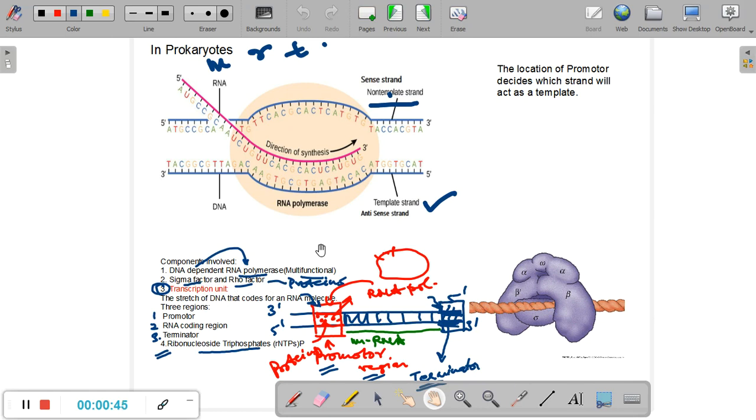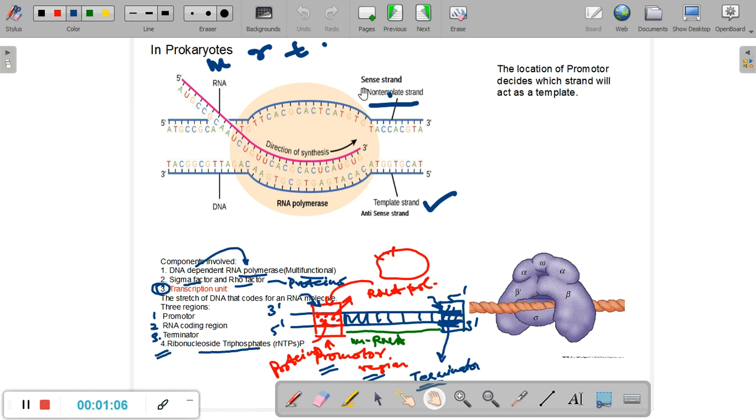We also need a transcription unit, which is nothing but a gene on the DNA segment, and the transcription unit is made up of three different parts: the promoter region, the coding region, and the terminator region. Apart from that, we require ribonucleoside triphosphates, RNTPs.